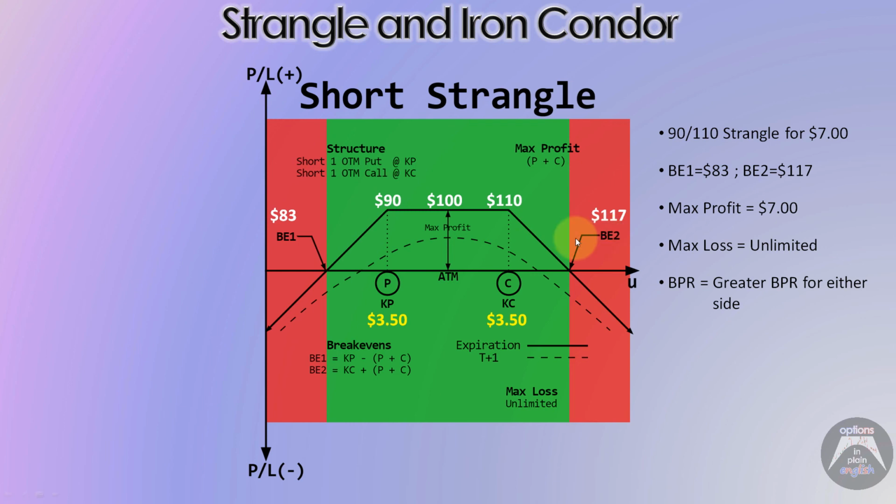Your buying power reduction is going to be the greater buying power reduction of either side. We're talking about naked options here. You're selling a call and you're selling a put, and your call is going to have a certain requirement for buying power reduction, and the put is going to have that as well. Whichever is the greatest of these two is going to be the one that applies to the whole position. Now, since you cannot lose on both sides, those requirements are not added up. You just take the one that's the greatest, and that's the one that you apply to the whole position.